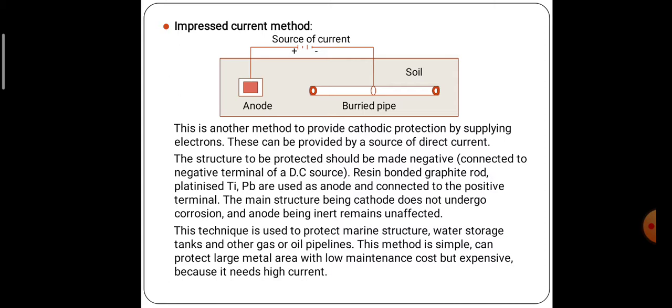Once we use the anode material, the flow of electrons takes place from the anode region to the cathodic region, that is, the buried pipe region. That is why here we are using some external electrons. The external electrons come from the anodic reaction. So, this is also one of the best methods we are using to prevent corrosion on the surface of the metal.